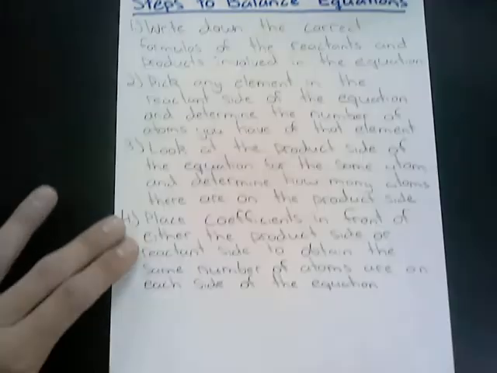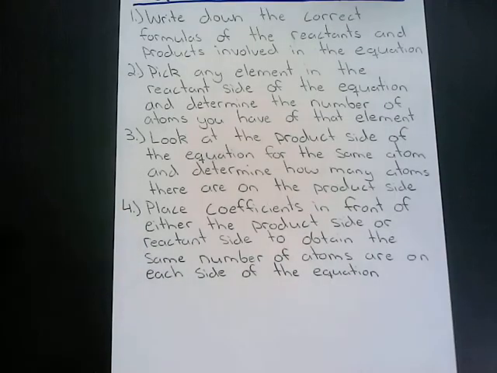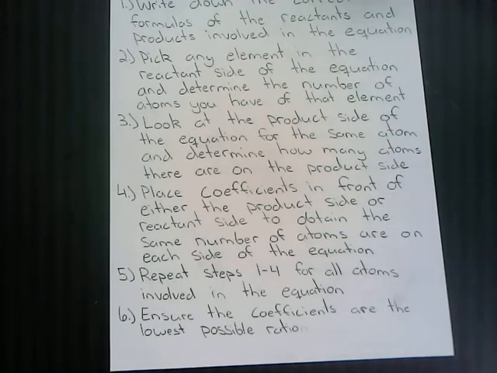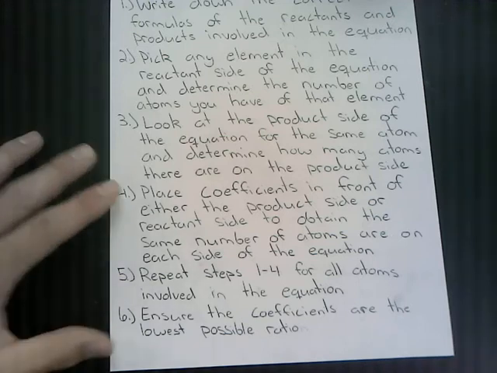The fifth step is to repeat steps 1 through 4 until all atoms are balanced in the chemical equation. The sixth step is to make sure that the coefficients are in the lowest possible ratio. And then the seventh and final step is to check your work in that chemical equation.